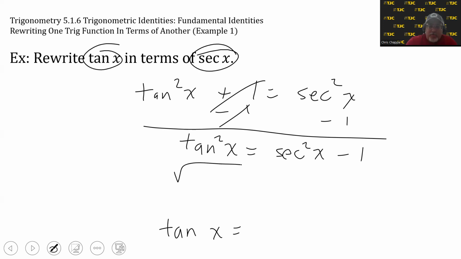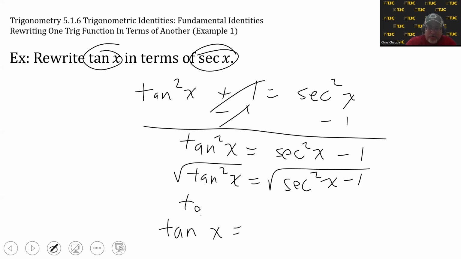And the answer is square root both sides of the equation. So square root the left and square root the right. And the purpose of that was to cancel the square on the tangent. But what do we do on the right side? Well, two things, one you can do and one you can't do.